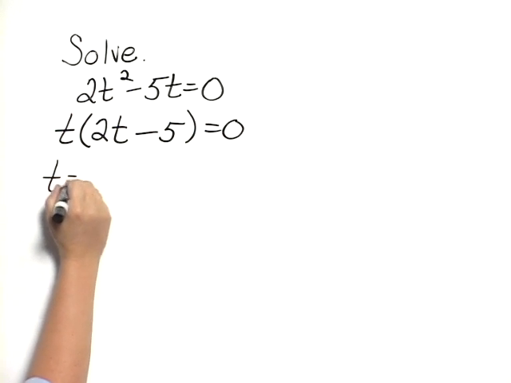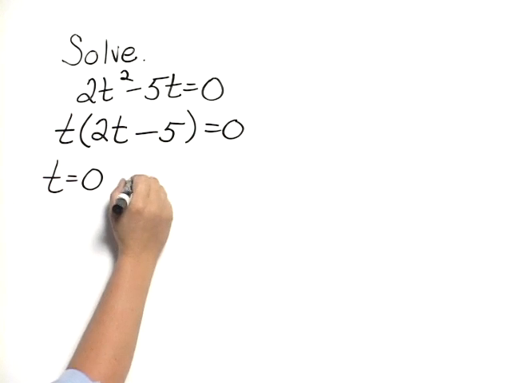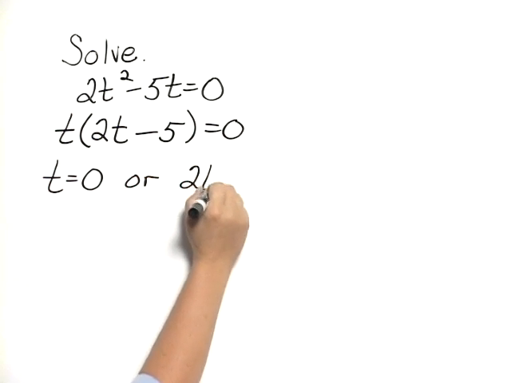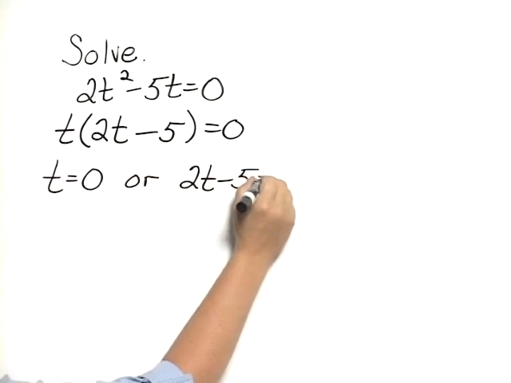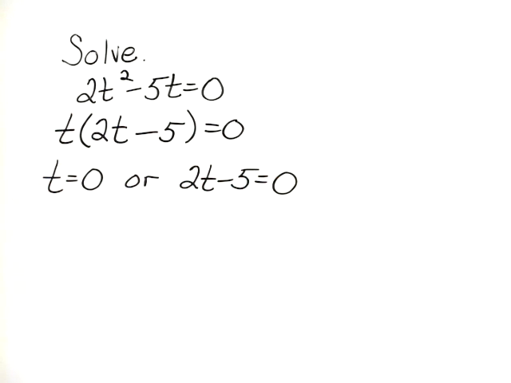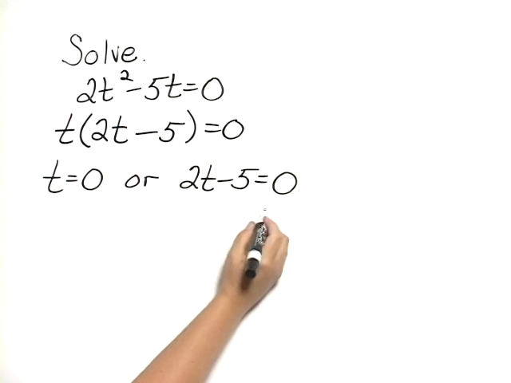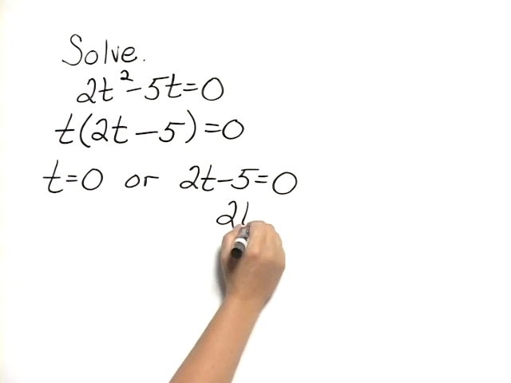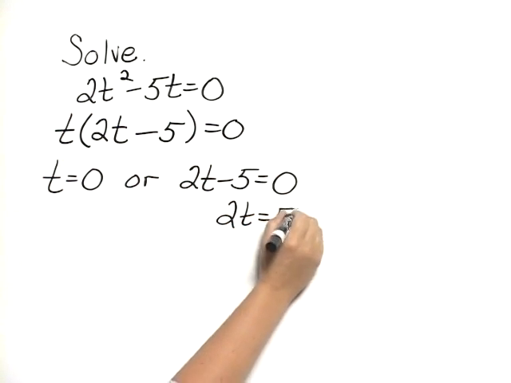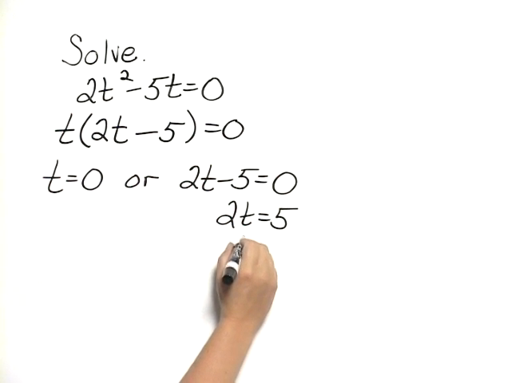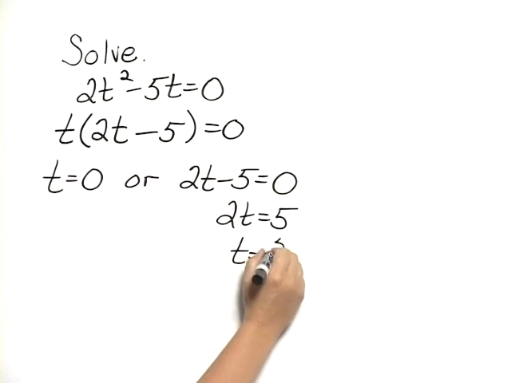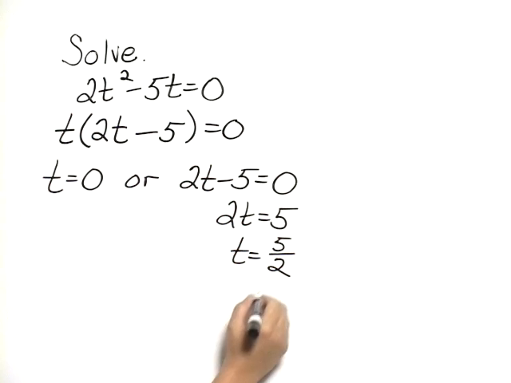So we set t equal to 0, or 2t minus 5 equals 0, by the principle of zero products. This is already solved for t. Over here we add 5 to both sides. We have 2t equals 5. Divide both sides by 2, and we have t equals 5 over 2.